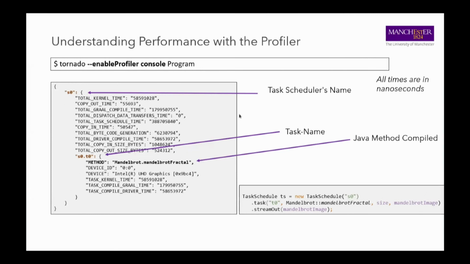And it's like that. Remember that the way we code it, we give names to the tasks, S0, T0, and we will have sections corresponding with those names. So this is the global metrics, meaning the global timers for all tasks that belong to the same graph, and then each task separately. In this case, we only have one. It's the Mandelbrot fractal. And here appears the method that was compiled. And from there, we can get a lot of information.